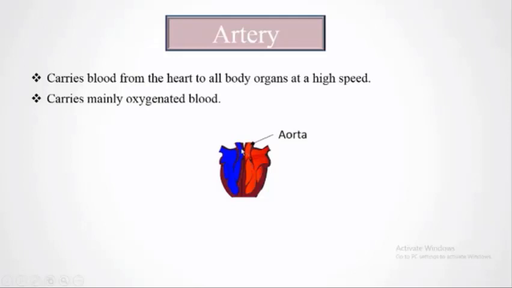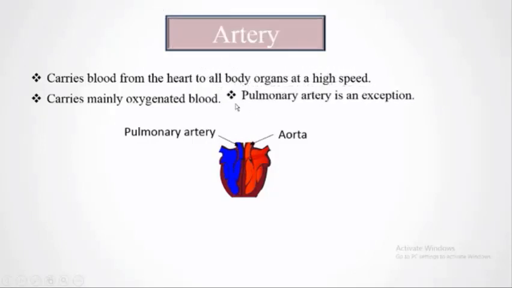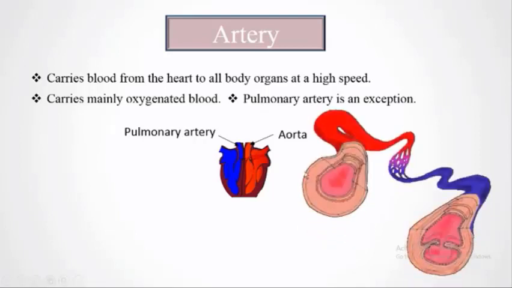However, if we move to the right side of the heart, which is specific for the deoxygenated blood, you will remember that this artery, which is called the pulmonary artery, carries deoxygenated blood into the lungs. So here there is an exception, which is about the pulmonary artery. So most arteries carry oxygenated blood. However, the pulmonary artery is an exception.